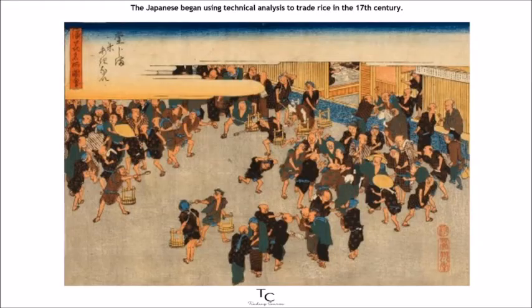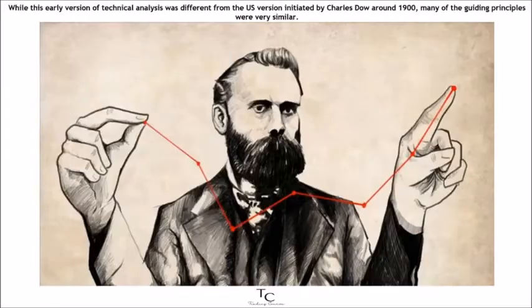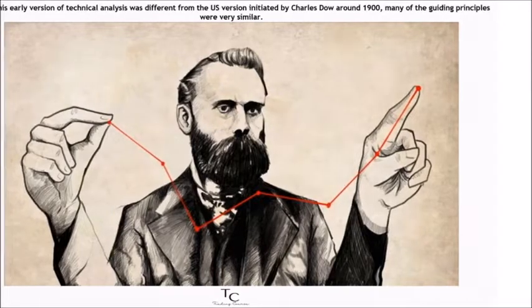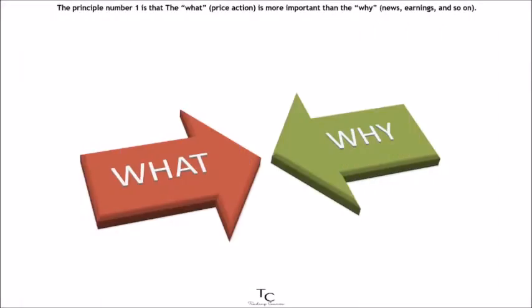The Japanese began using technical analysis to trade rice in the 17th century. While this early version of technical analysis was different from the US version initiated by Charles Dow around 1900, many of the guiding principles were very similar. Principle number one is that the what, price action, is more important than the why: news, earnings, and so on.